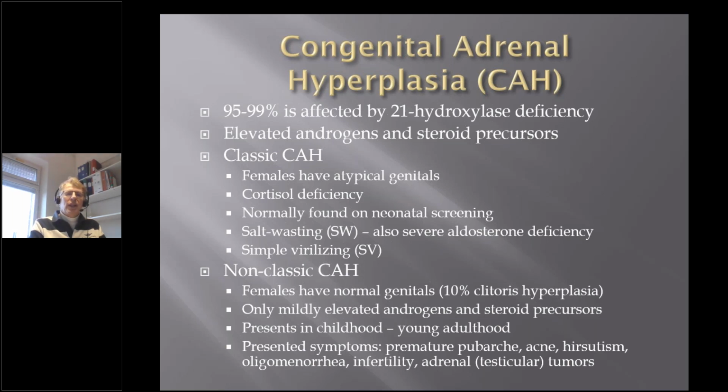And then we have the non-classic CAH, which has normal genitals. However, 10% have a slight increase in the clitoris size. They only have mildly elevated androgens and steroid precursors, and usually present in childhood up to young adulthood. The presenting symptoms: premature puberty, acne, hirsutism, menstrual disturbances, infertility, adrenal or testicular tumors.